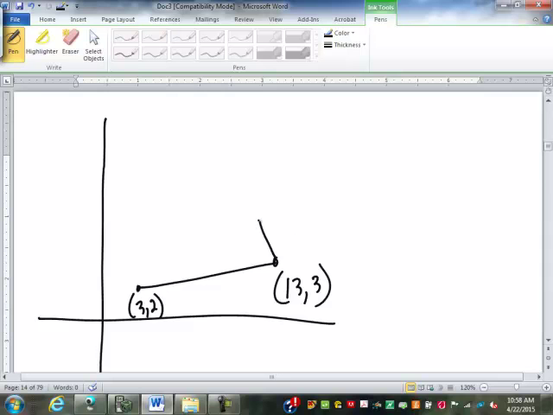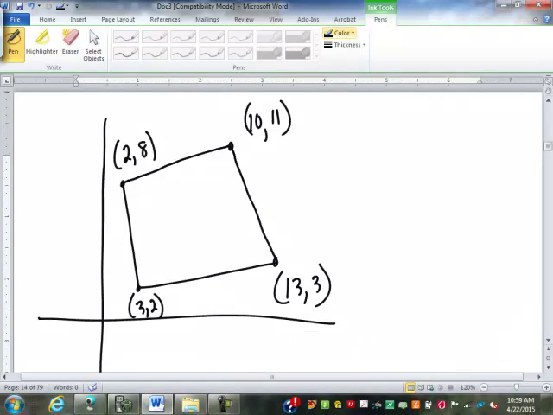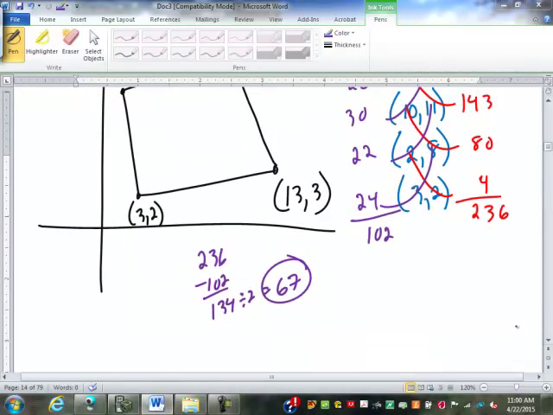You can start with any point you want to. Find the area of that. I'll start writing it out while you guys are. 67 does it for me. Anybody else got something different?